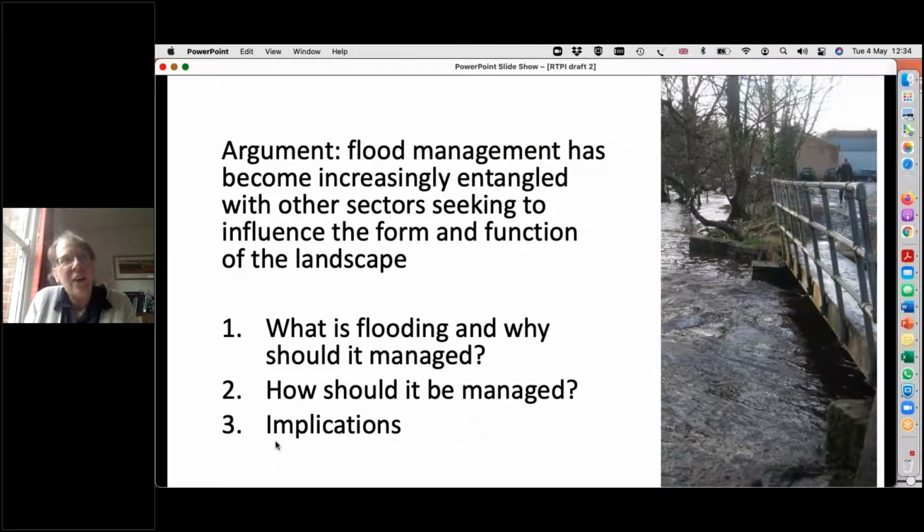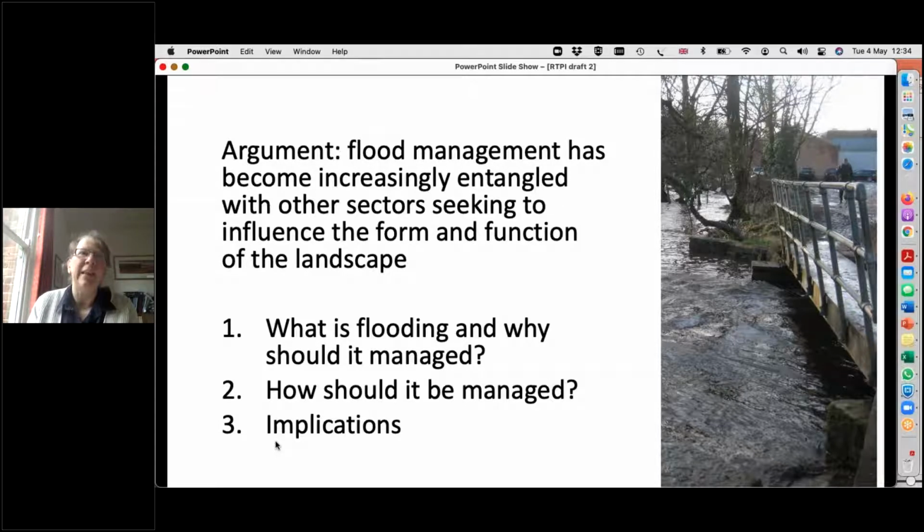So today, the key argument I'm going to make is that flood risk management has become increasingly entangled with other sectors, including planning, which seek to influence the form and function of the landscape. And that really fundamentally changes its role. In a sense, we've got a whole lot of legacy institutions and rules and systems that need to be shifted, I think, in planning as well as other sectors.